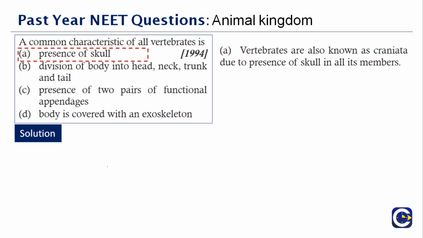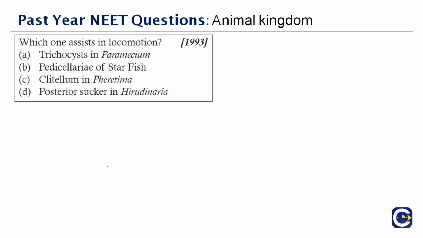Now, if you take the division of body, neck, trunk, tail and all, few have, few do not have. Now they are asking for something which is commonly seen in all vertebrates. Therefore, the correct answer is option A. Okay, next question here. Which one assists in locomotion? Locomotion is what? Movement.